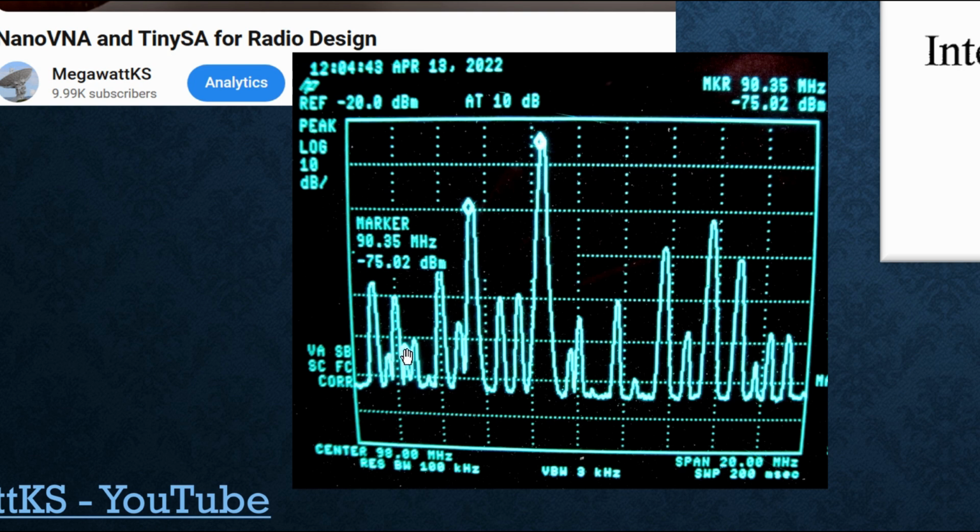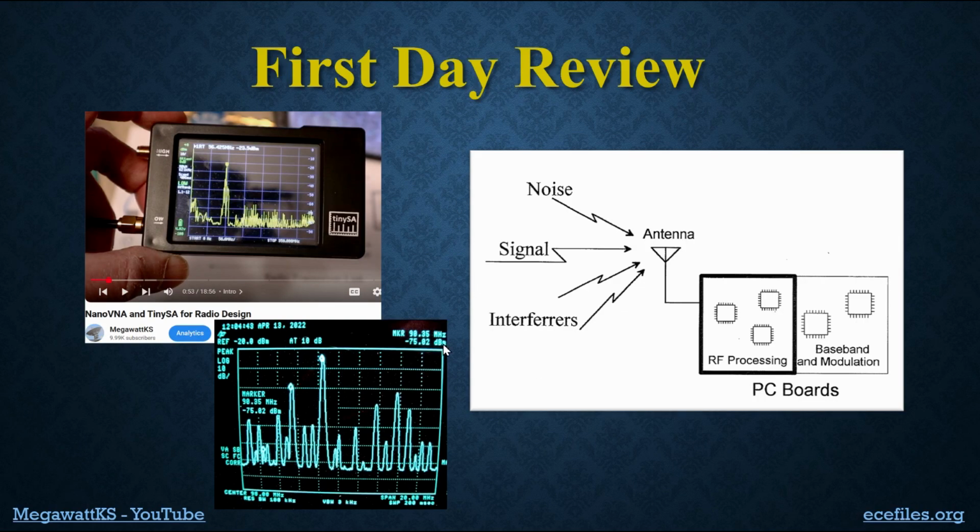This one's moderately weak. That one's super weak. This one is at what's called the noise floor, but only of this spectrum analyzer. This spectrum analyzer cannot detect signals that are lower than this. And we'll get into why that is in this course. So there you have it. This is our first day review.